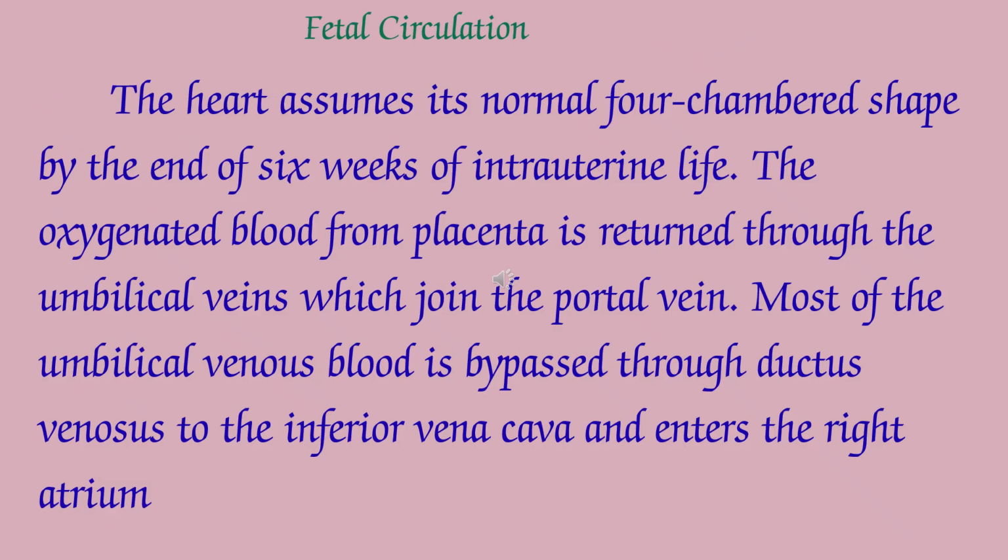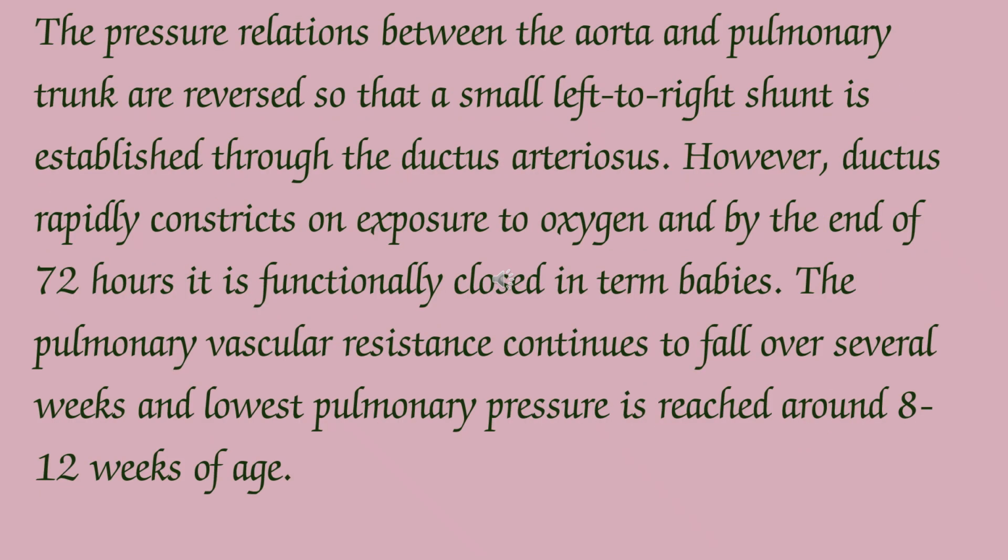Fetal heart assumes its normal four-chambered shape by the end of 6 weeks of intrauterine life. The oxygenated blood from the placenta is returned through the umbilical veins which join the portal vein. Most of the umbilical venous blood is bypassed through ductus venosus to the inferior vena cava and it enters the right atrium. The pressure relations between the aorta and pulmonary trunk are reversed.